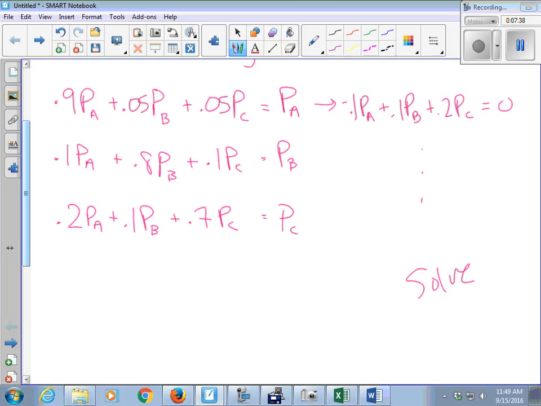I'm not going to solve it. Think about the rest of it on your own. This is negative 0.1. I subtracted 1 PA from both sides so that all the variables were on one side, constants on the other.